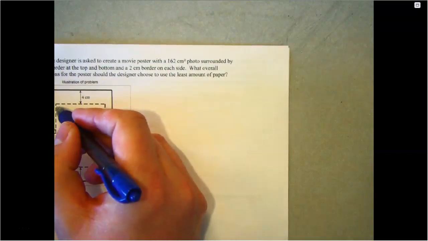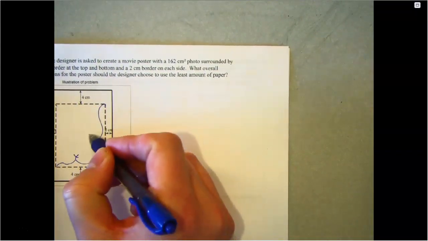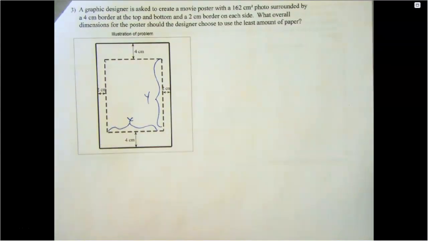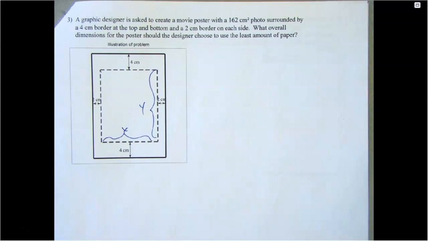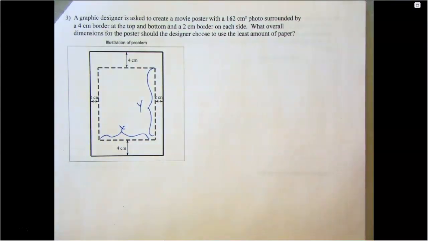Okay, so let's say I call this X, that Y. I think that makes sense, right? Because X goes horizontally and Y is the vertical axis. What dimension should the poster designer use to use the least amount of paper? Graphic designer cares.